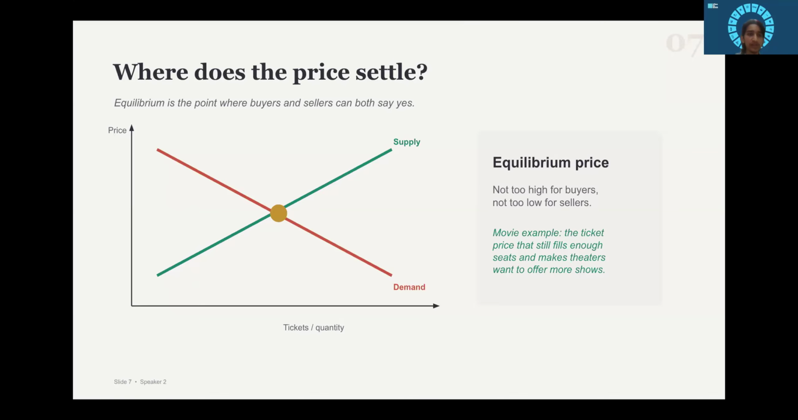So, where does the price actually settle? This is where both supply and demand actually meet. If you look at the slide, you'll see two lines crossing. The line that goes up is supply, since as price increases, so does production. And the one that is coming from up to down is demand, since when price increases, fewer people are willing and able to buy a product. And the place where they intersect, that's called equilibrium. Equilibrium is the price where buyers are happy enough to pay and sellers are happy enough to sell. It's not so high that the buyers walk away and not so low that the sellers lose money.